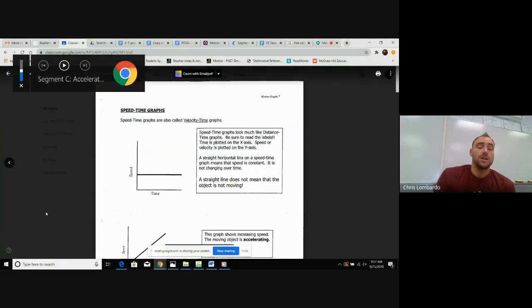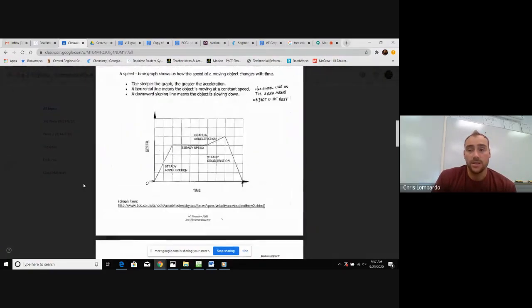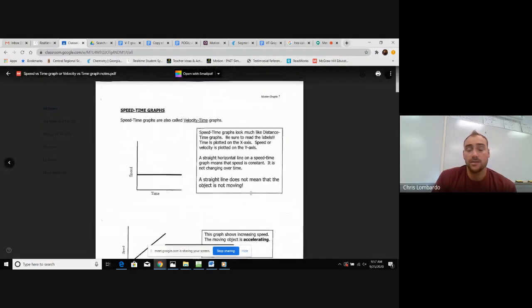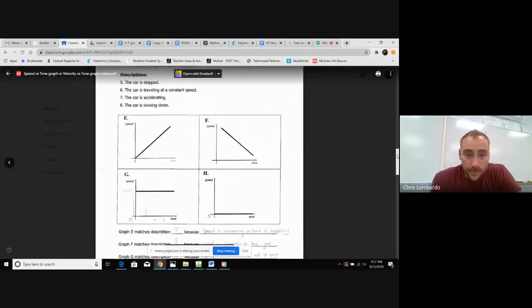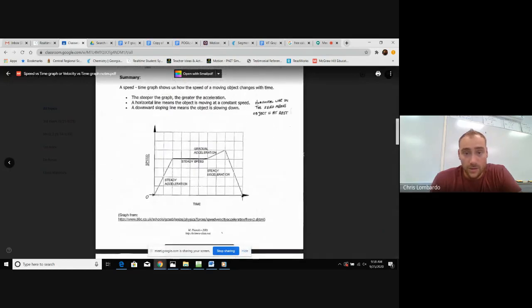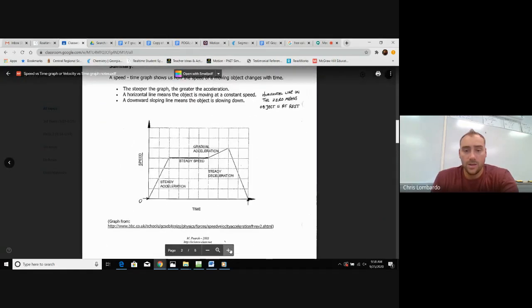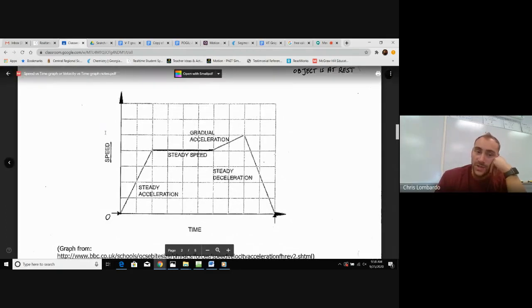So instead of having distance on the y-axis, now you're going to have speed. You're going to have speed there instead. So these are what you're going to wind up seeing, and these are what they mean. Time is on the x, speed or velocity on the y.